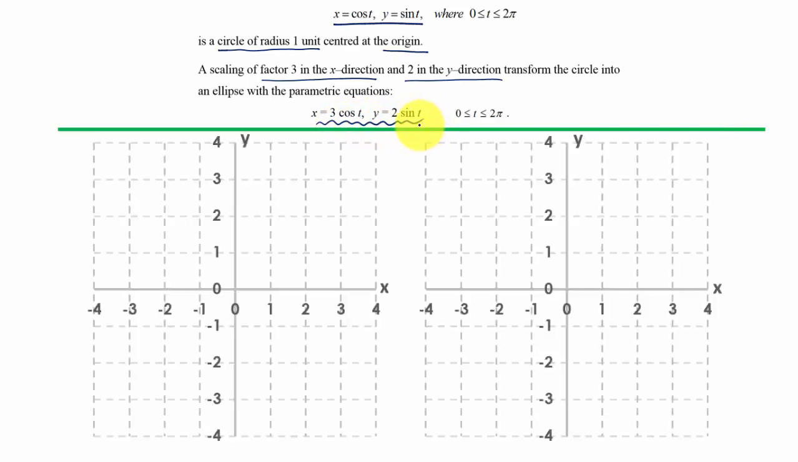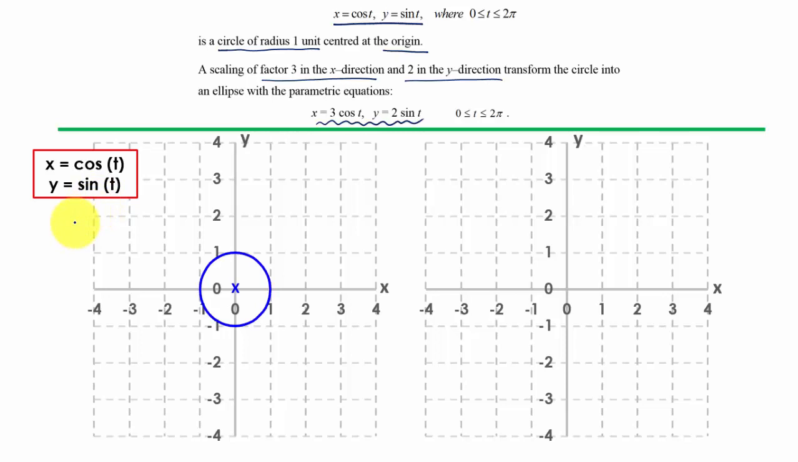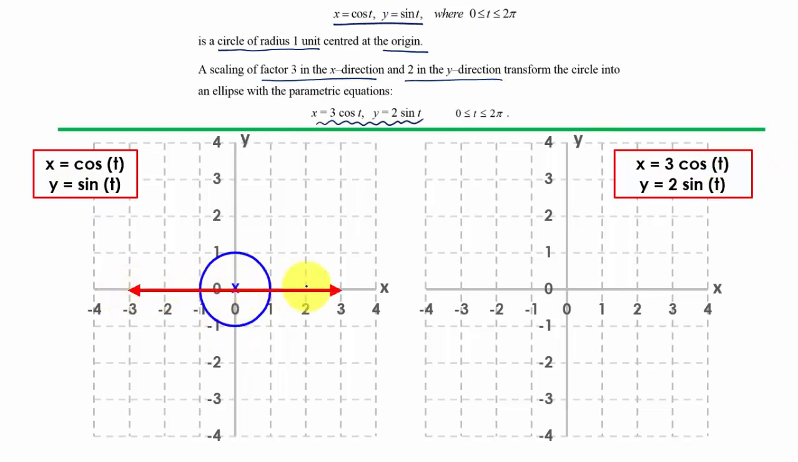So let's take a look. This is our original equation. x is equal to cosine t and y is equal to sine t. This is a unit circle with radius 1 centered at the origin. So when I multiply 3 to x and multiply 2 to y, we will get this set of parametric equations. This circle will be stretched 3 times along the x direction, and it will be stretched 2 times along the y direction, giving us an ellipse of this shape.